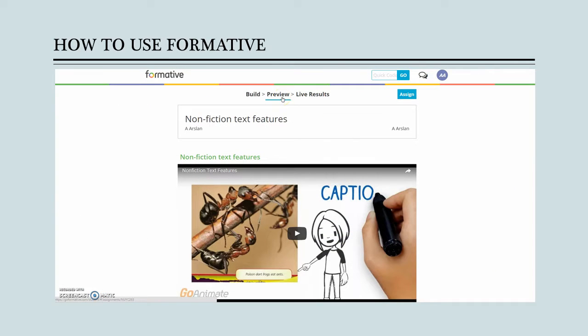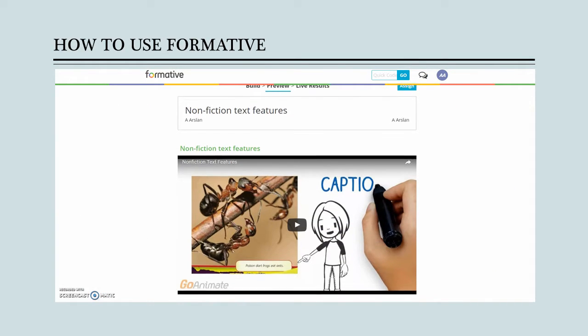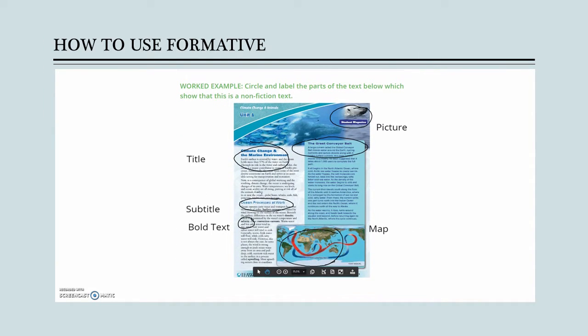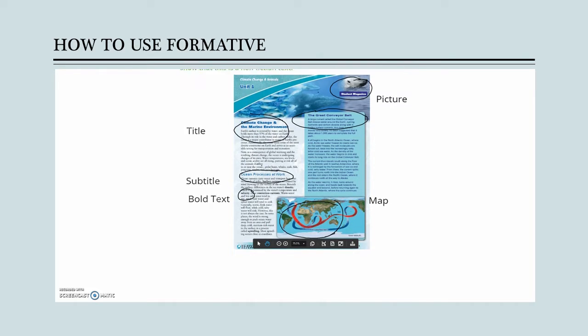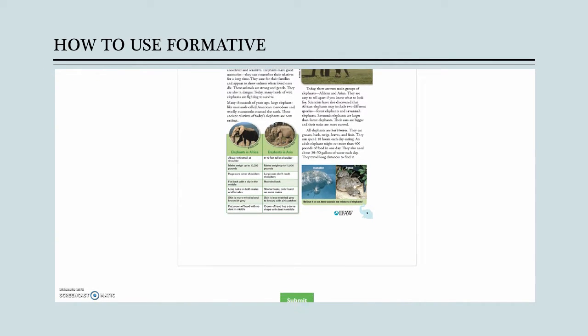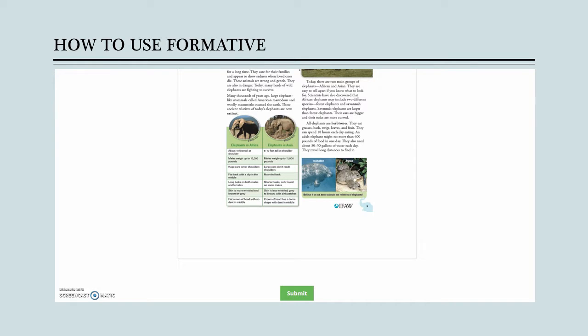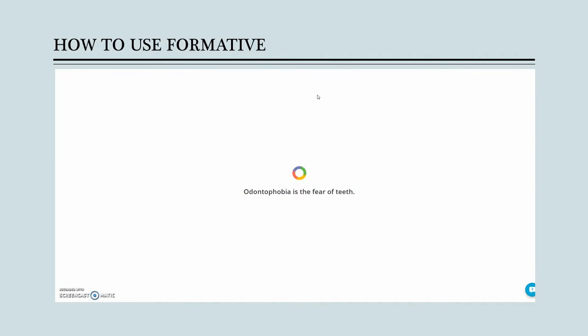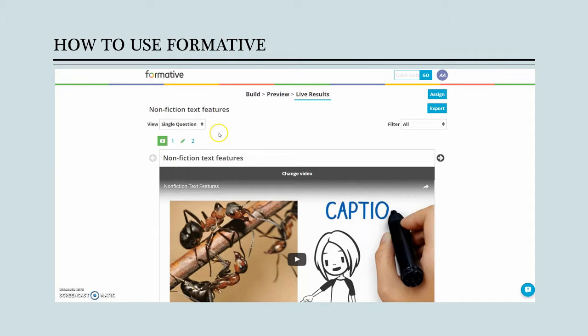When I click on Preview, it shows me what the students will see on their screens. So we can see the video clip along with the question, the worked example, and the question where I would like the students to identify the elements of a nonfiction text. Once I feel the assignment is ready, I can assign it and it gives me a login code to share with my students. So let's click on Live Results and on question number 2.